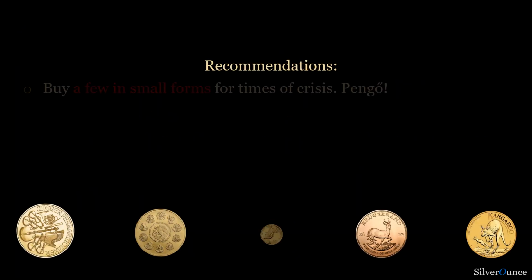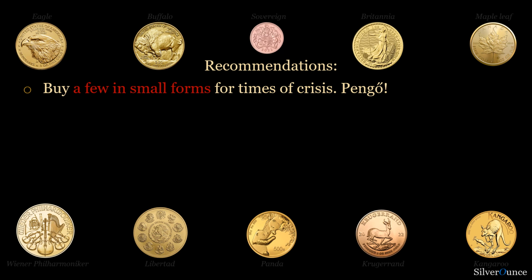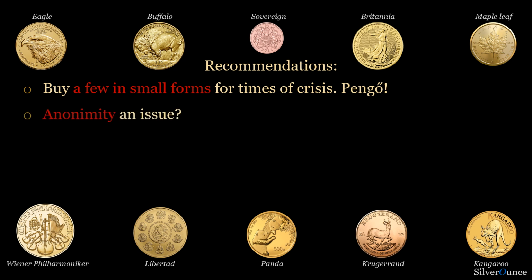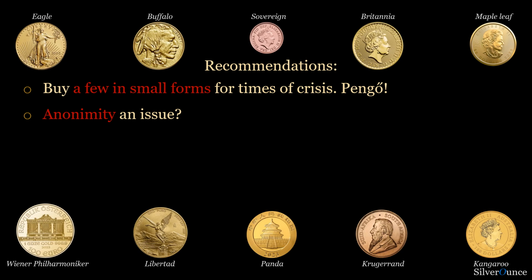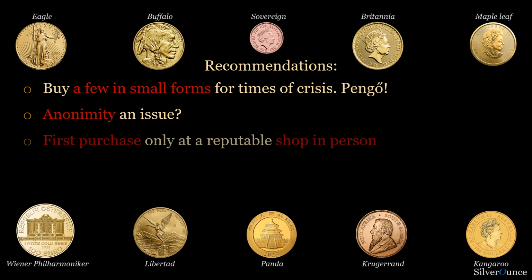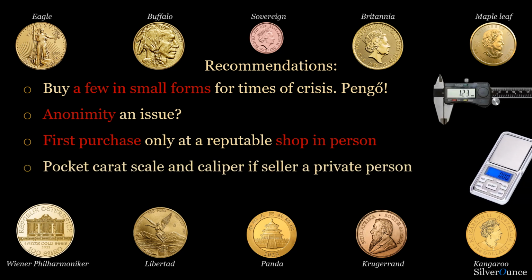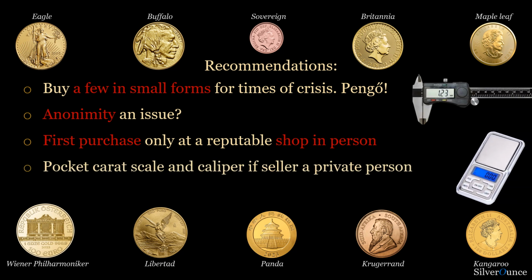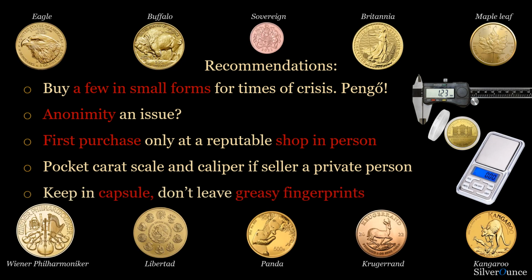Have a few pieces weighing 2 or 3 grams in the collection, in case of crisis times. Read about the history of the Hungarian pengő. Buying and selling in many European countries is anonymous under 10,000 euros, but check the regulations first. Buy your first investment gold coin at a reputable store, in person. When you don't buy in a store, have a carat scale that weighs possibly up to thousandths and a caliper for diameter and thickness. Sit in a busy, camera-covered area. Keep the coin in a capsule, do not leave your greasy fingerprints on it.